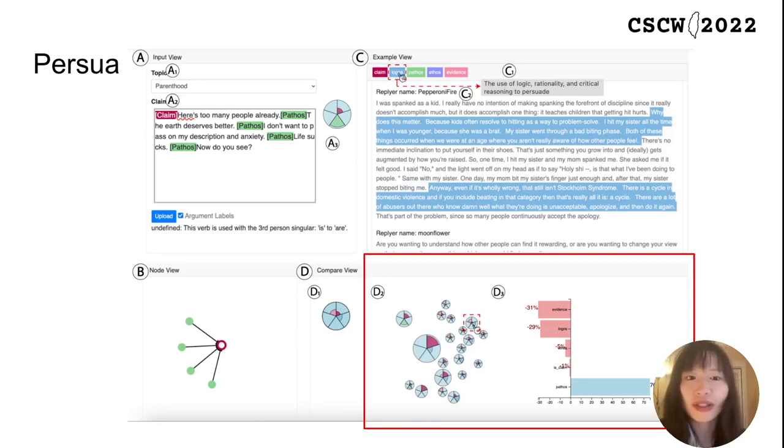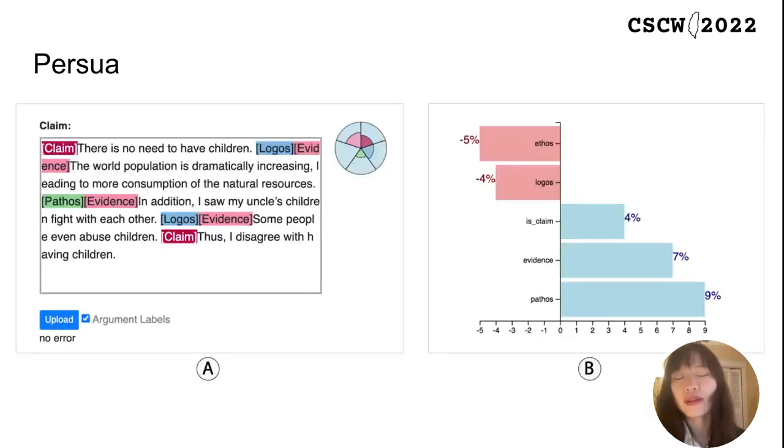For example, here, the user noticed 2 long red bars on the left, labeled with evidence and logos, which means that compared with average persuasive strategy components, the user's arguments lacked evidence and logos. And the user can refer to the example view and refine his arguments. And here, we can see the user uploads another version of the arguments. And here is the feedback from the system. We can see that the user finds the logos ratio increases from minus 31 to minus 4, and the evidence becomes positive. And finally, the user can get satisfied with the writing.